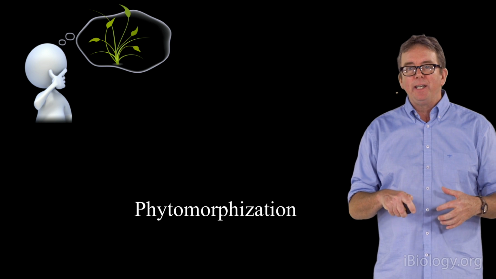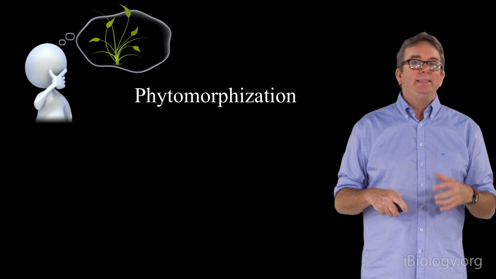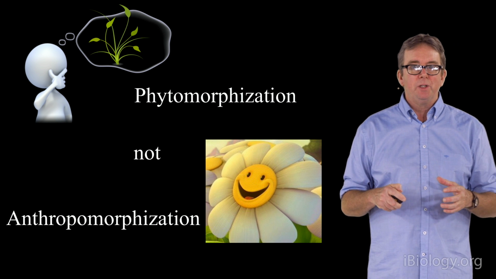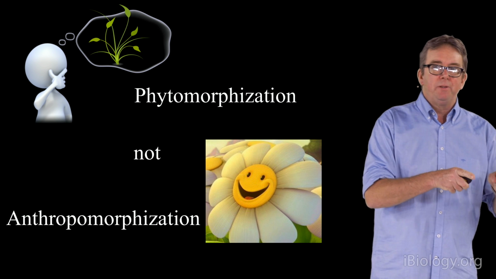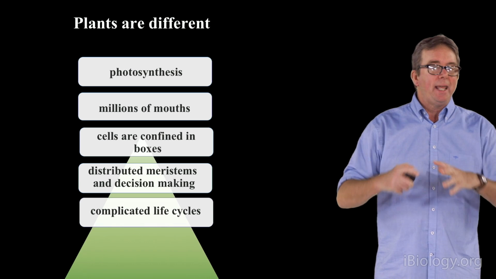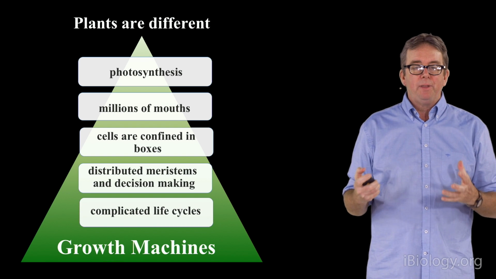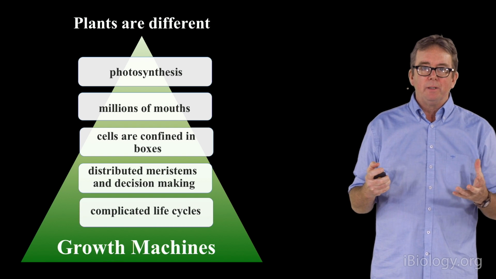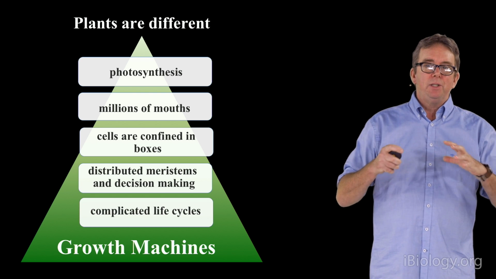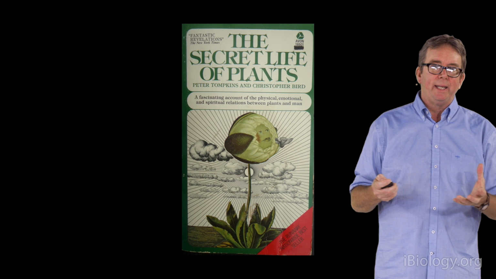What I mean by phytomorphization is that it's not the same process as anthropomorphization, in other words, taking human attributes and putting them into plants. What you want to do is to recognize that plants are different, that they have all those different things, as we mentioned earlier, all these different meristems and the fact that they're photosynthetic, and begin to conceptualize the world as a plant would do it.